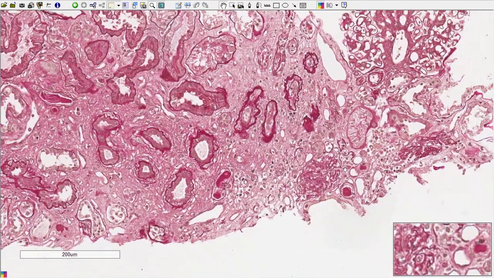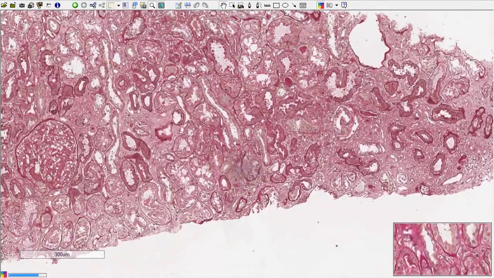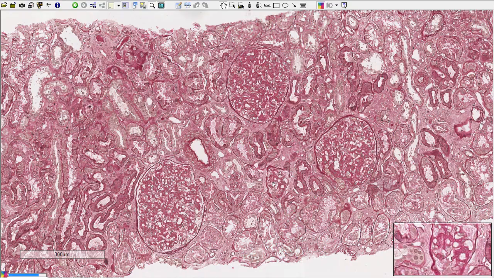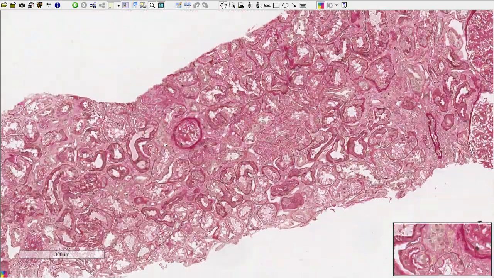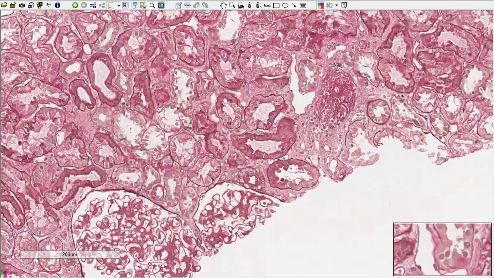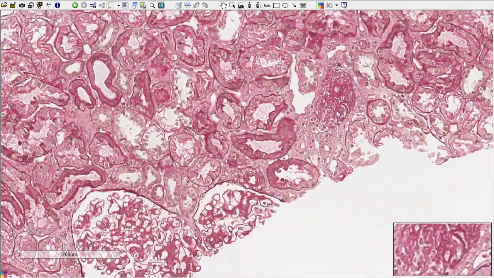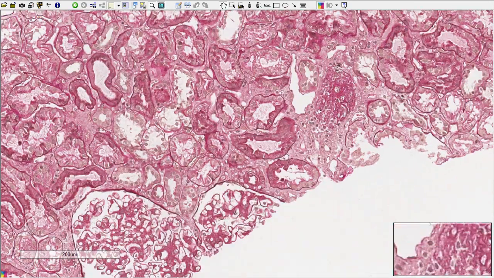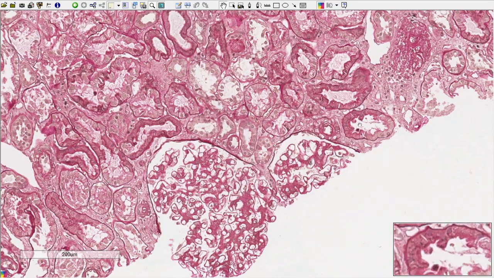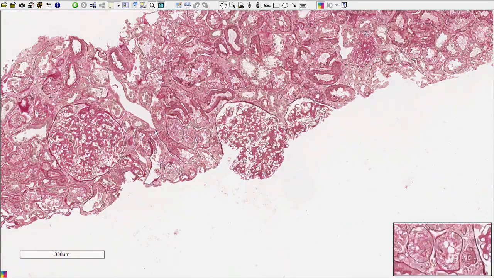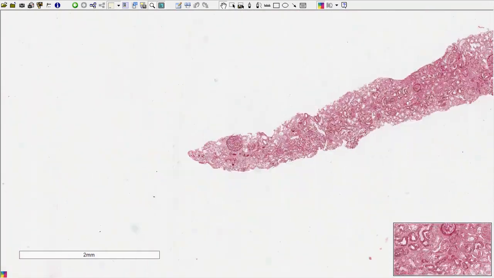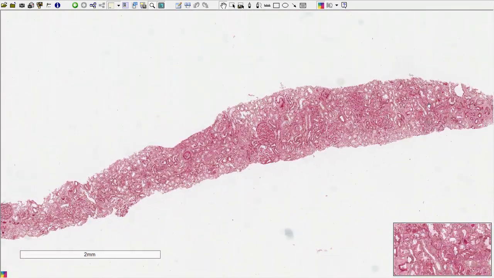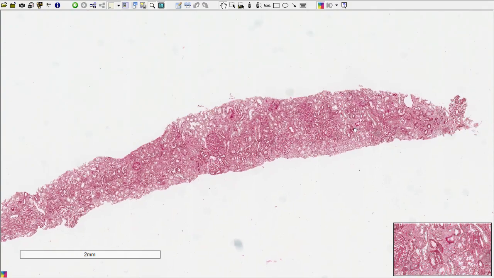1, probably 2 here, globally sclerosed. 3, 4, 5, 6, 7, 8, 9. Here we have another one which is globally sclerosed or obsolescent. 10, 11, 12, 13, 14 glomeruli in this section. 2 of them are obsolescent.